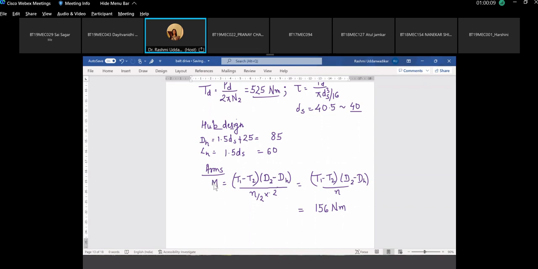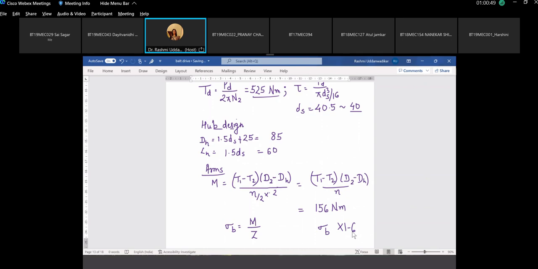Next, since we are considering the bending moment, we have to check with the bending stress, which is equal to the bending moment upon the section modulus. Now for the value of bending stress, you have to refer to the table for the flywheel design, which is table number 11.6. For getting the value of sigma, table number 11.6.